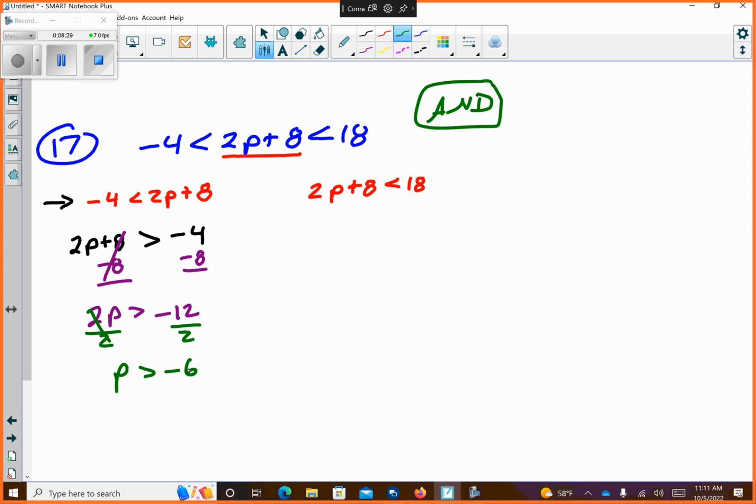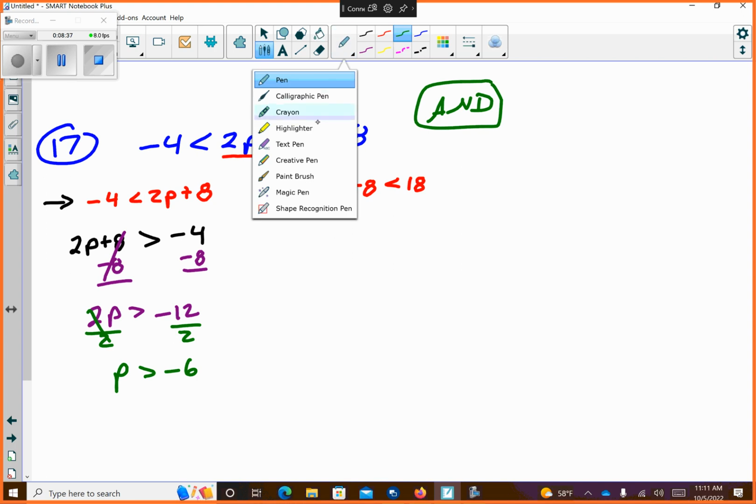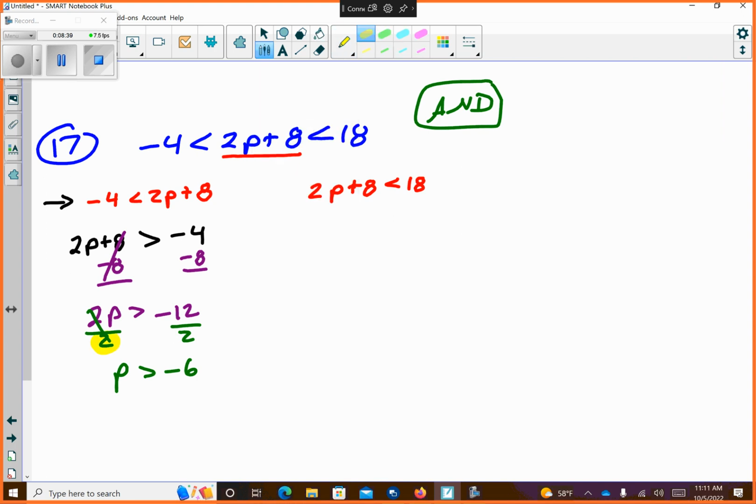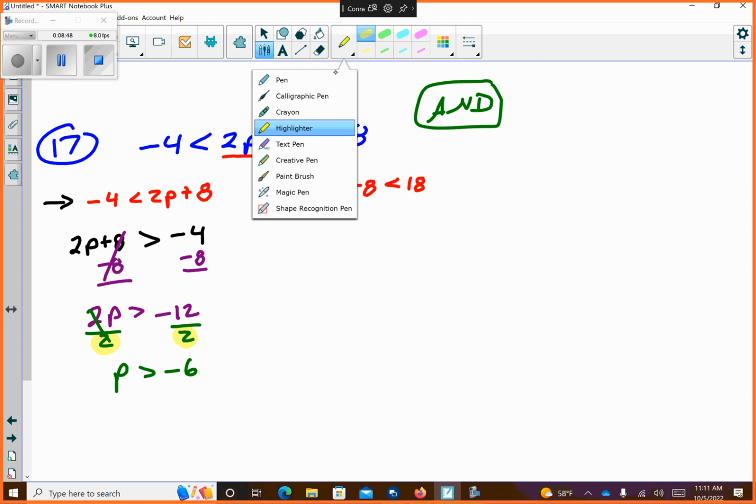Now, why did I not flip that over? I have a negative answer. But why did I not flip over? The number I divided both sides by was not the negative culprit. Does that make sense? Okay, so we have part of our answer done.